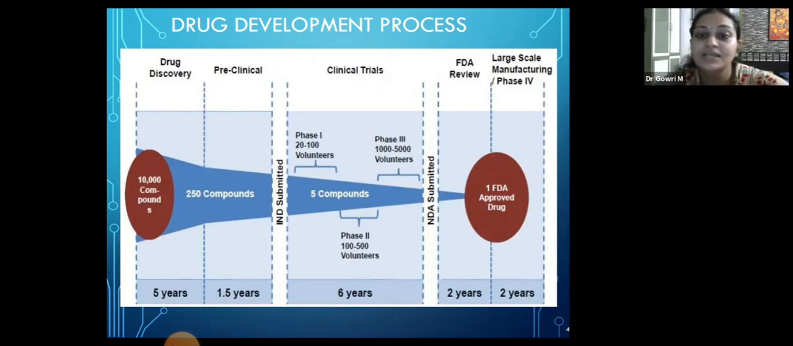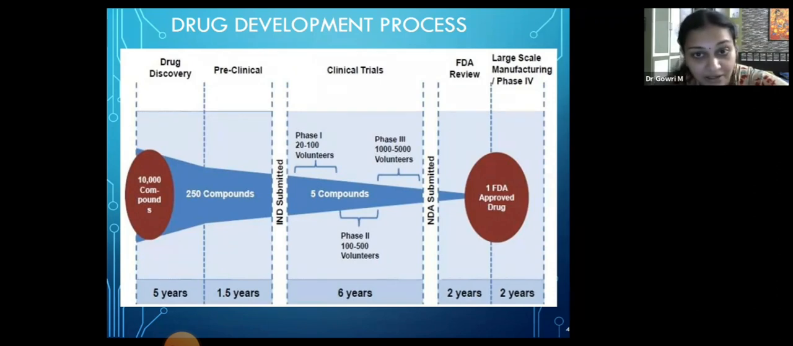So when these three phases have been passed, then this will be sent for FDA review. Of such compounds, maybe we will get only 4 or 5, or sometimes only one compound. It will be sent for FDA review, and the FDA will be assessing the trials, evaluating the results, and they will give consent for making it into a drug, and they will allow it to reach the markets.